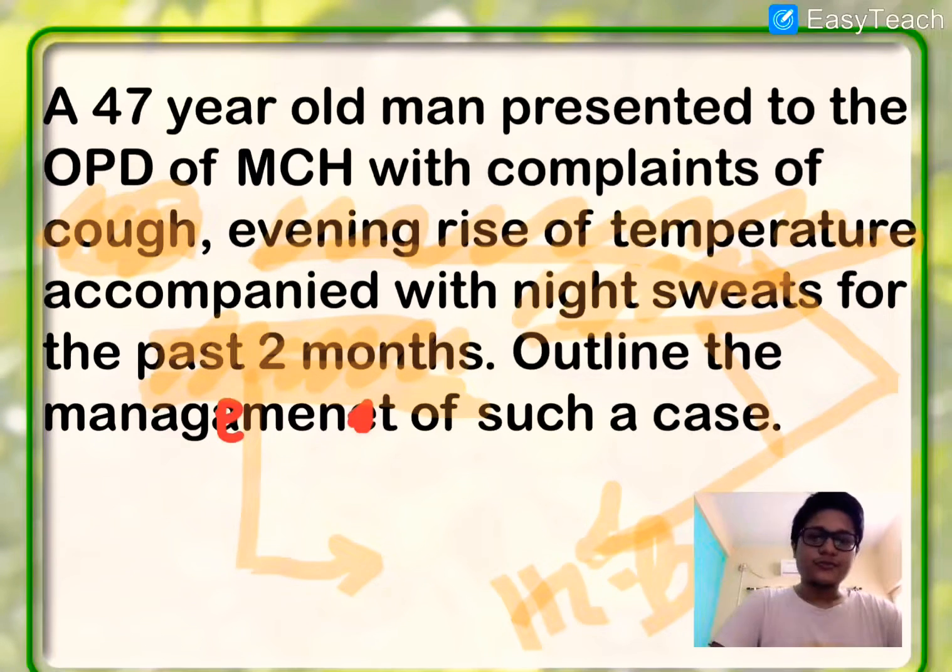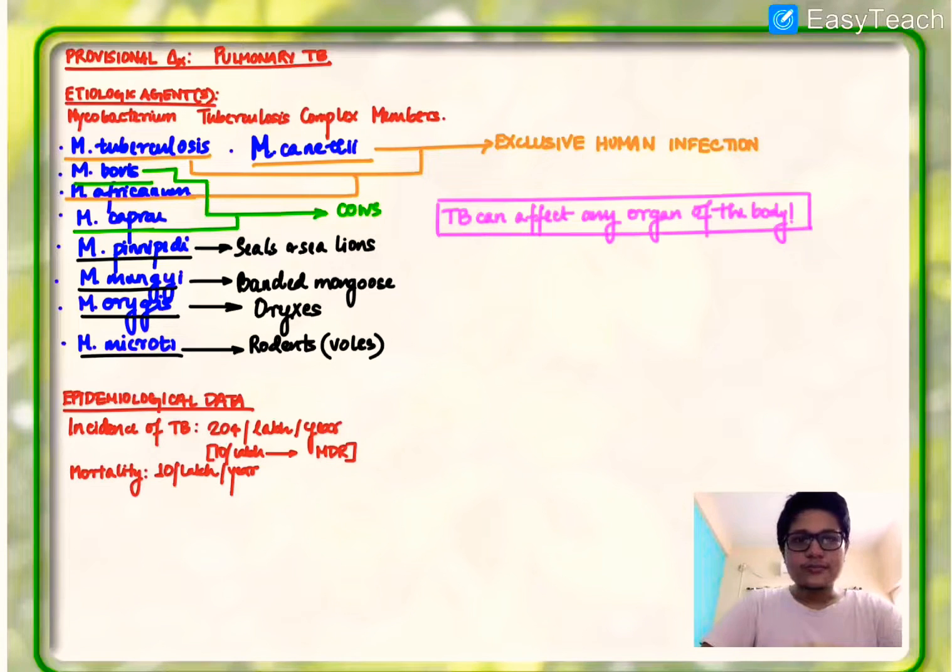So now let's move on and study a bit about the disease itself. The management of such a case will include both the diagnosis and the treatment portions, which I'll cover in videos 2 and 3. Now let's just learn the basic pathology and the radiological findings. Of course our provisional diagnosis is pulmonary tuberculosis from the case history, and the etiological agents for this disease are all the members of the Mycobacterium tuberculosis complex. So you have to remember the names of all of these members.